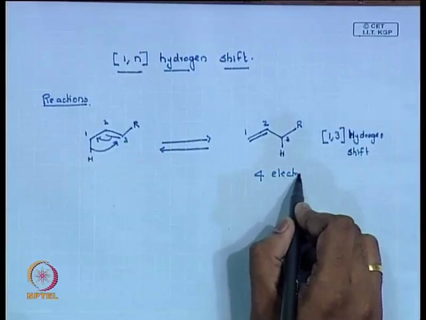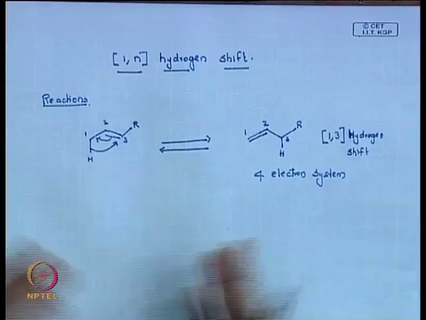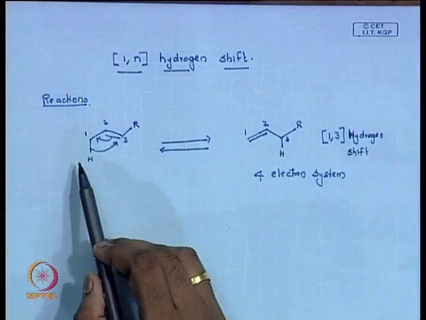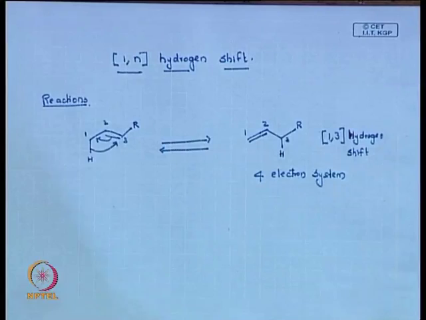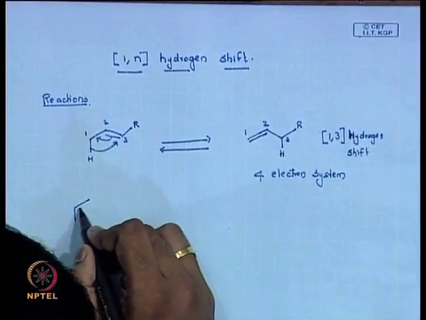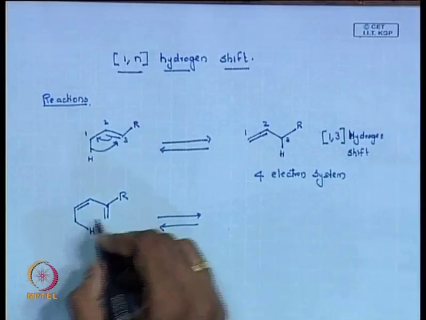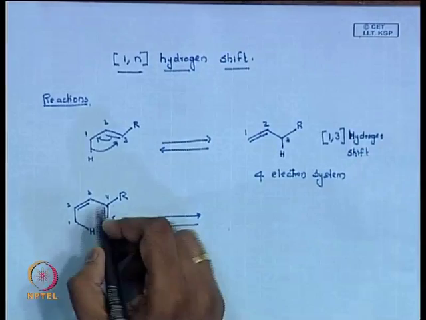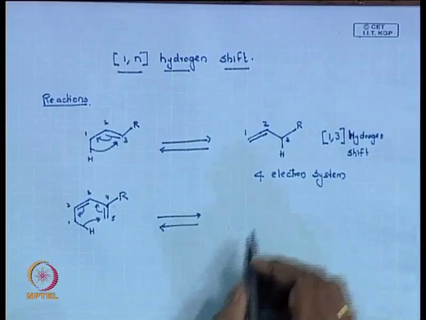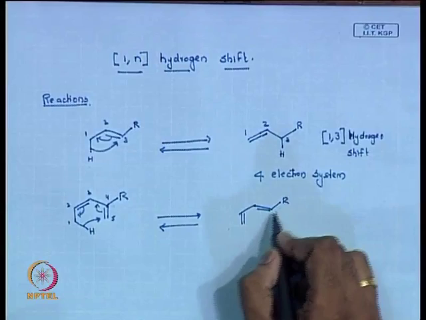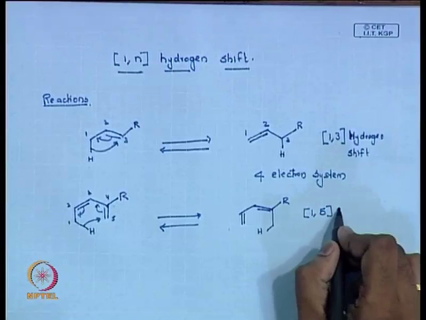Somewhere you get lost when you go to electrocyclic and this; there you just see the pi system. Here you have to see the pi system and your sigma system. So, you see now it is a 4 electron system. Okay. So, when you apply your Woodward-Hoffmann rule, then you apply it with these electrons. So, this will be your 1, 2, 3, 4, 5. So, this will be your 1,5 hydrogen shift, and basically it will be a 6 electron system.